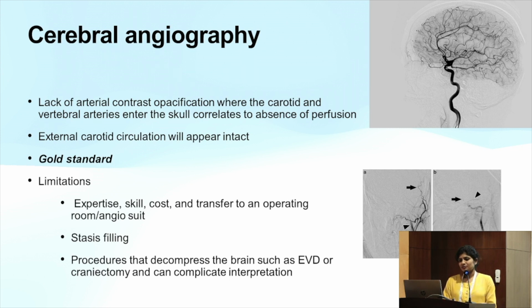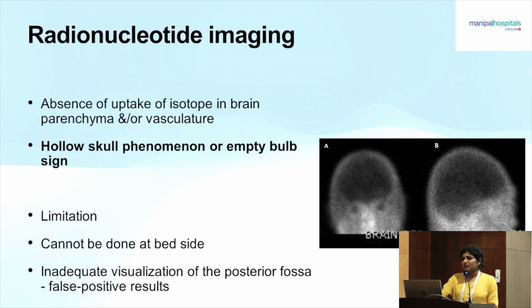And then there's something called stasis filling, that is some filling of the vessels can be seen, because some slow flow will be seen, which doesn't really mean there is any blood flow, so that has to be kept in mind. And for all these techniques which assess the blood flow to the brain, if the patient has undergone decompressive craniectomy or has some EVD insertion, then it might be difficult to assess. Another test is radionucleotide imaging, where the isotope is not taken up by the brain parenchyma, called the hollow skull phenomenon.